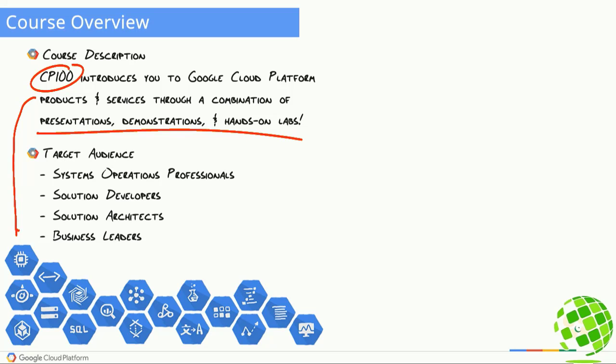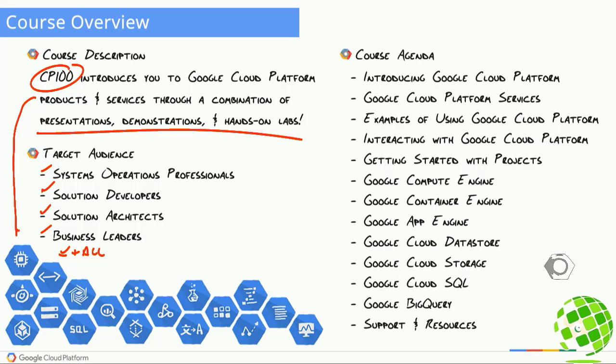The target audience for CP100 includes SysOps and DevOps professionals, solution developers, solution architects, business leaders, and I'm even going to venture out on a limb here and add everybody to the list, because if you're going to get into Google Cloud Platform, this is where we begin right here. And the reason being, if we look at our agenda, we're going to be taking a nice introductory look at all of the core products and services. So there's something for everyone.